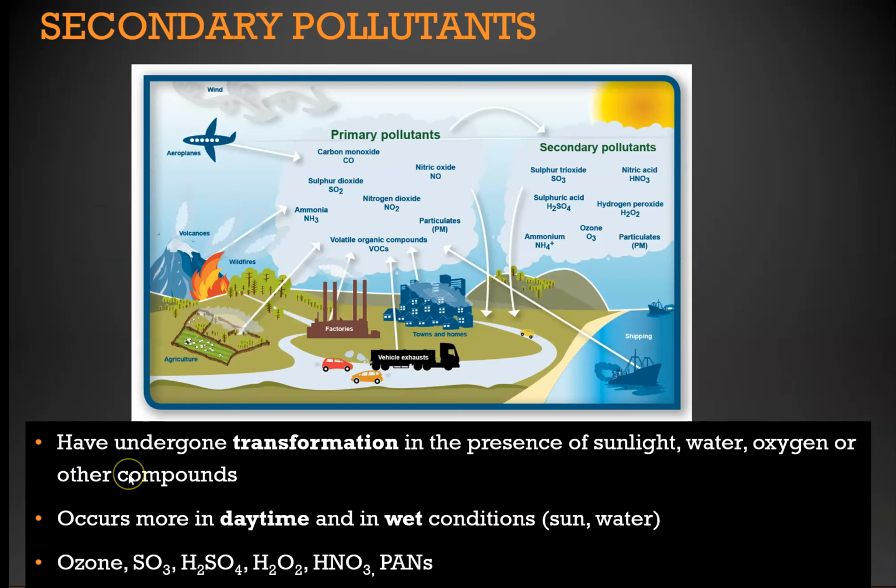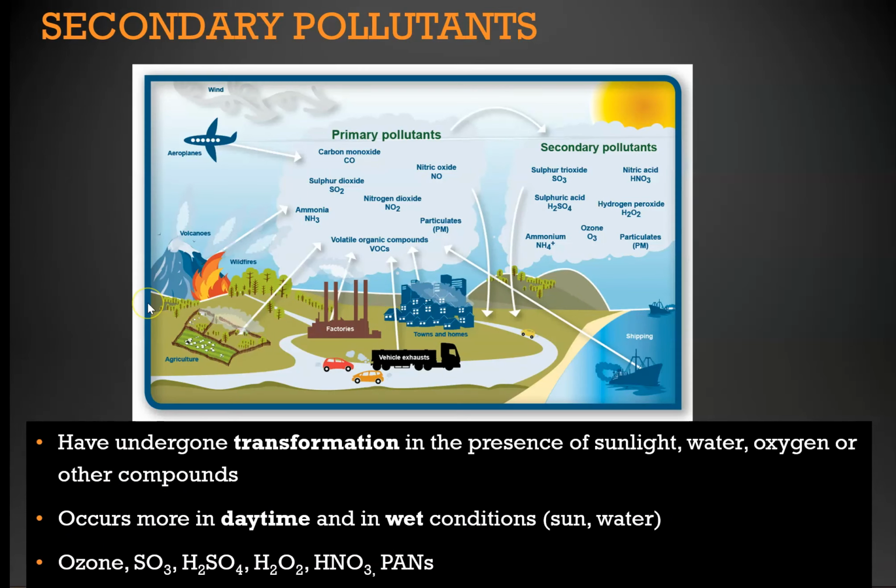Secondary pollutants have undergone some kind of transformation. They react with things like sunlight, water, oxygen, and other compounds. And these things generally occur in the daytime or in wet conditions where you would find a lot of sun and a lot of water. So remember that ozone forms when sunlight and water react with primary pollutants like nitrogen oxides. So that would be a secondary pollutant.